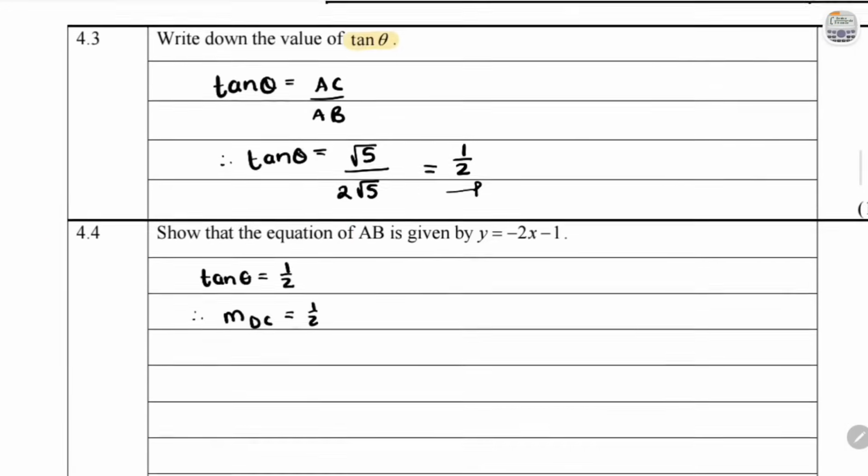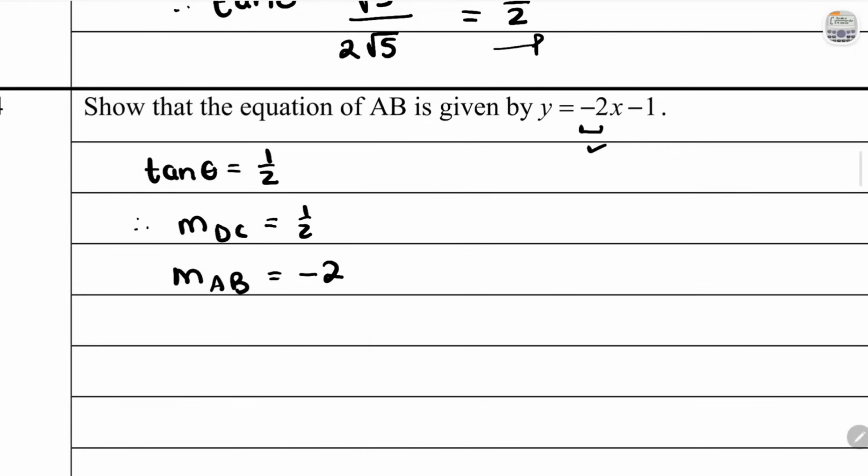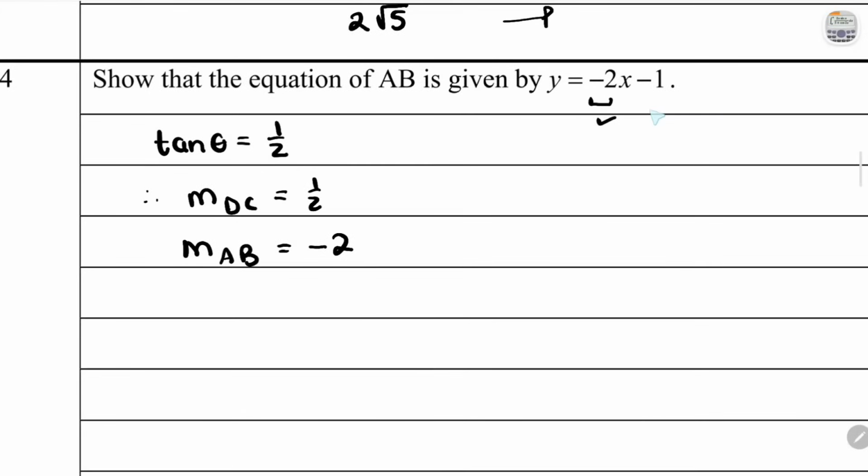So because of that, it means that the gradient of AB, you can use gradient 1 times gradient 2 equals -1 and then find it like that. Or you could just do this. You're going to switch the numerator and denominator. So that's 2 over 1, which is 2. And then you multiply that by -1. So it means that the gradient of AB is -2, just like they have it. And now all we have to do is find the equation.